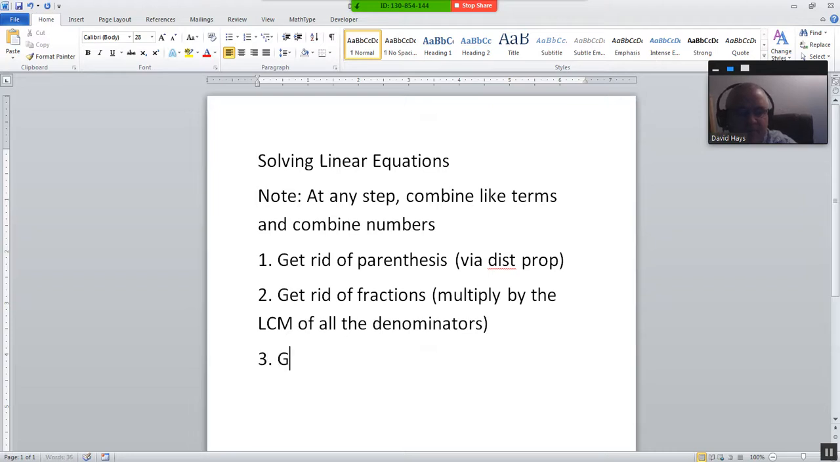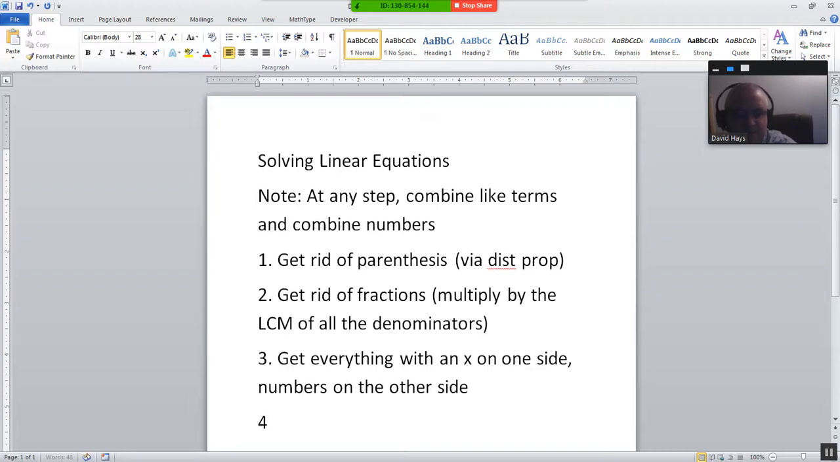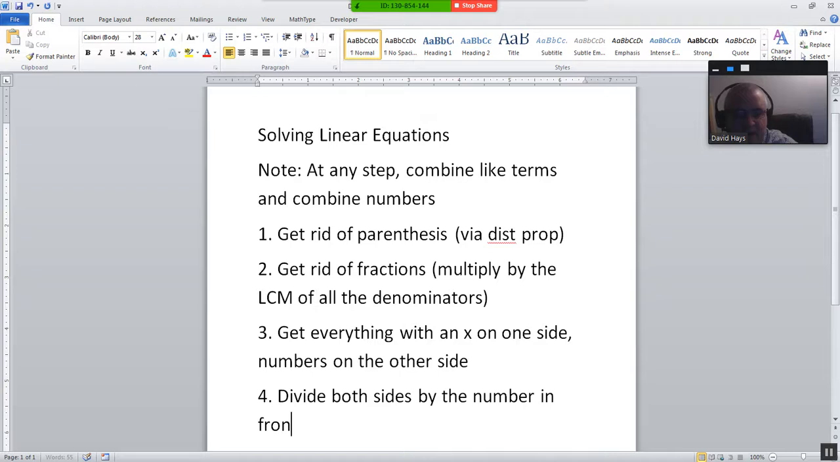Step 3, get everything with an x on one side, numbers on the other side. Step 4, divide both sides by the number in front of the x. Okay, on step 3, when I say get everything with an x on one side, numbers on the other side, everything with an x, I'm talking about the variable terms. And numbers, I'm talking about the constant terms. And I refer to x, but you can have any variable. And then step 4, divide both sides by the number in front of the x. That's the coefficient. So we're dividing both sides by the coefficient.